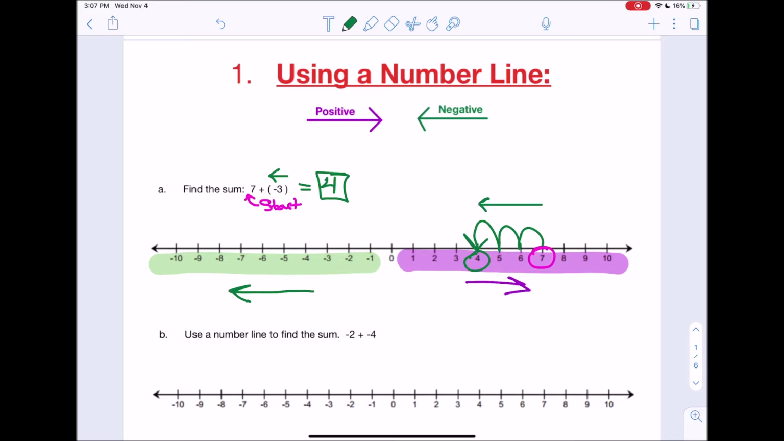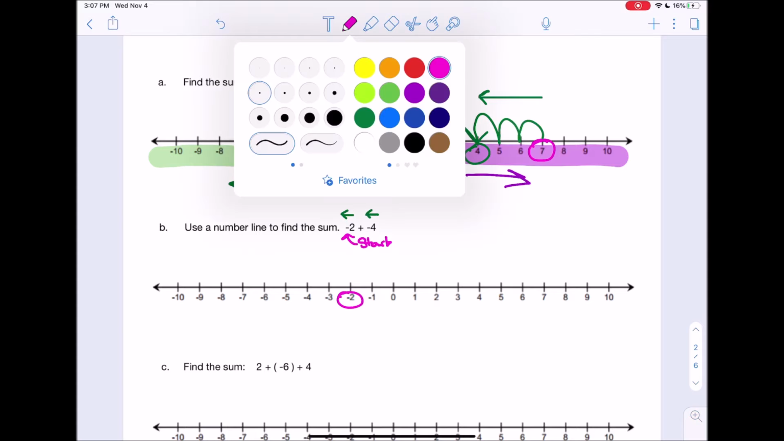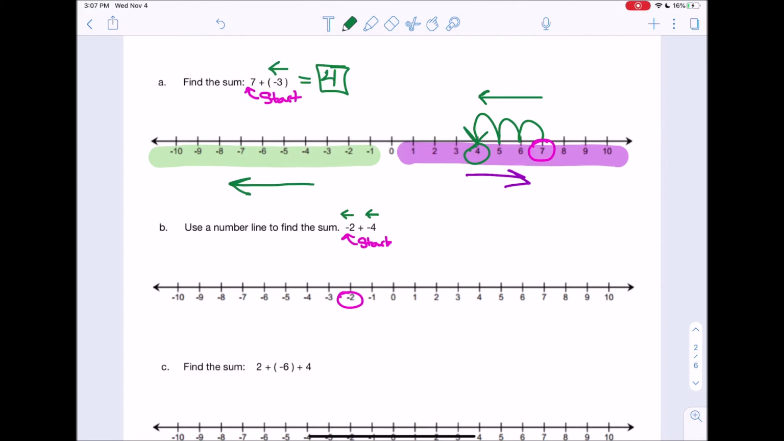So let's look at B. Now we're going to use a number line to find the sum of negative 2 plus negative 4. Negative 2 is negative, so I know that that's to the left, and negative 4 is negative, so I know that is to the left. Now, our starting number is negative 2. So I'm going to find negative 2 on my number line, and then I'm going to add 4 negatives. So that means I'm going to go to the left 4 times. So here we go. 1, 2, 3, 4. And I end up at negative 6.